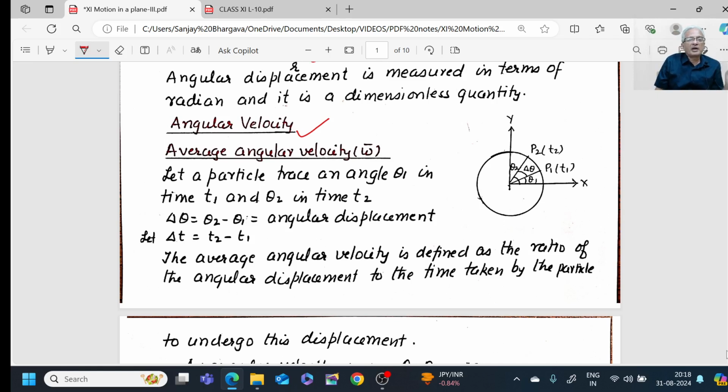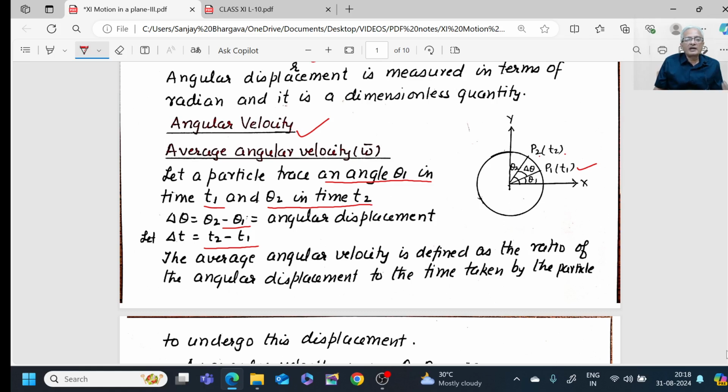So let a particle trace an angle theta 1 in the time t1 and an angle theta 2 in the time t2. Delta theta, that is angular displacement, would be theta 2 minus theta 1 in the time interval t2 minus t1. The figure shows the position p1 at the time t1 and position p2 at a time t2. The angular displacement delta theta is equal to theta 2 minus theta 1.